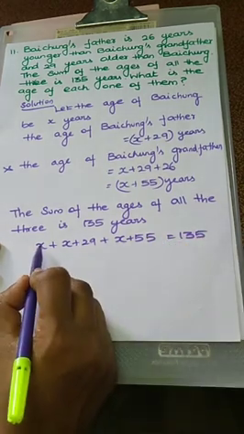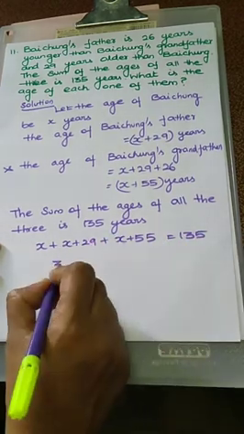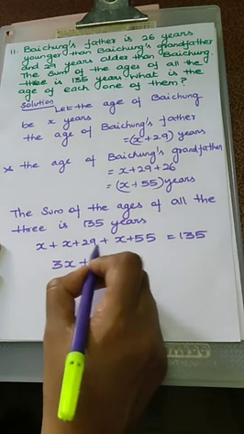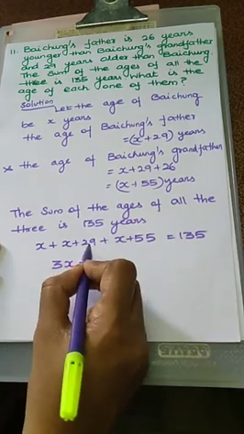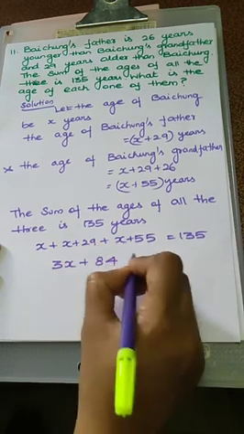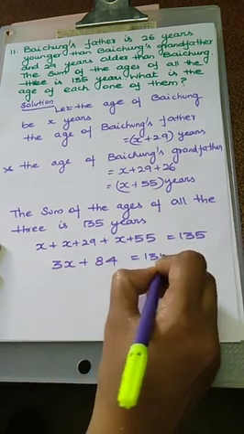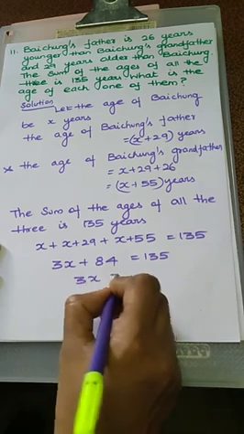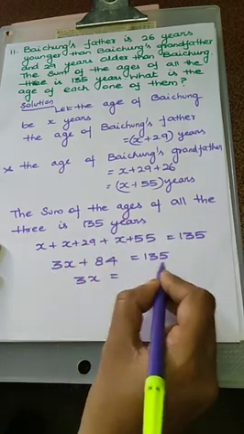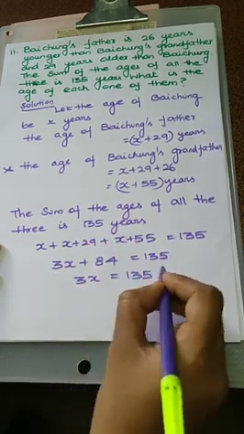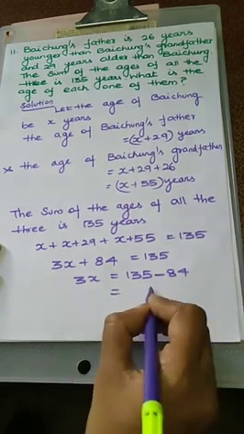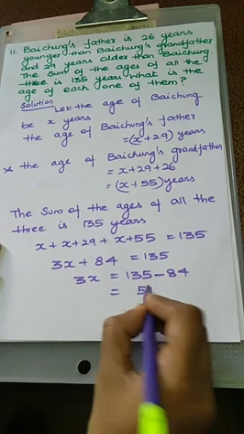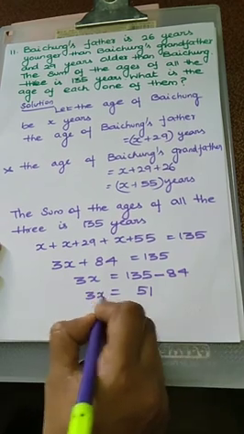Add the variable values. 1x plus 1x plus 1x, 3x. Add the next value. Actually 55 plus 29. What is the answer? That is 84. Is equal to 135. Next 3x is equal to, transposing the 84 value to RHS. Automatically this symbol also changed. So minus 84. 5 minus 4, 1. 13 minus 8, 5. So 3x is equal to 51.